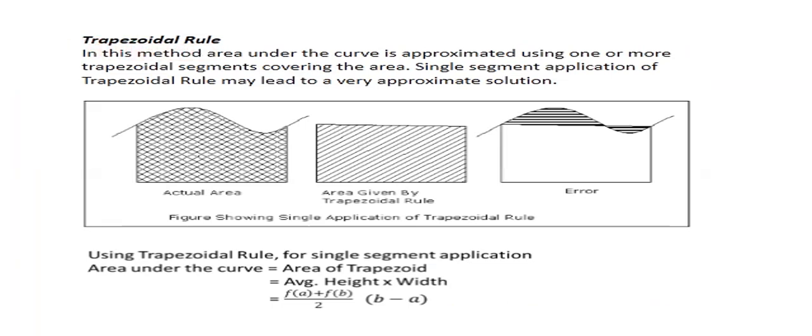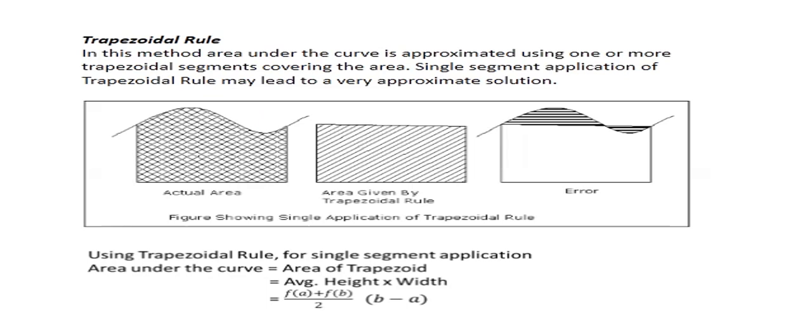Trapezoidal rule. In this method, the area under the curve is approximated using one or more trapezoidal segments or trapezoidal strips. If we apply a single segment application, that will yield very approximate results. Increasing the number of strips improves the result. We'll see how this works. So let us consider the curve which is shown here. If we shade the area under the curve like it is shown here, we get the actual area. So this is the actual area.